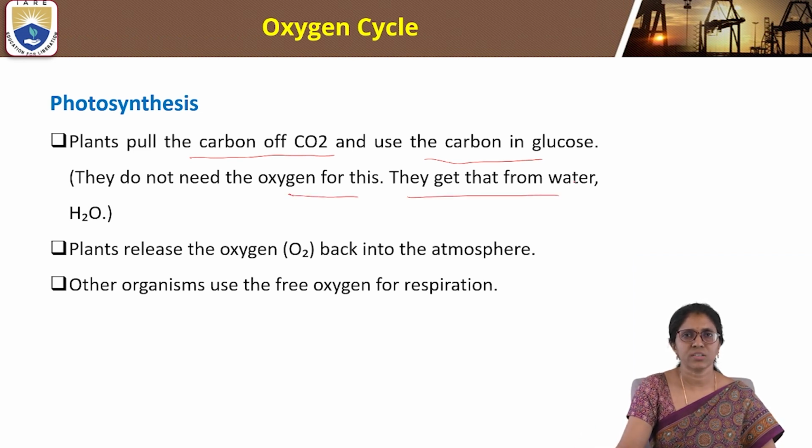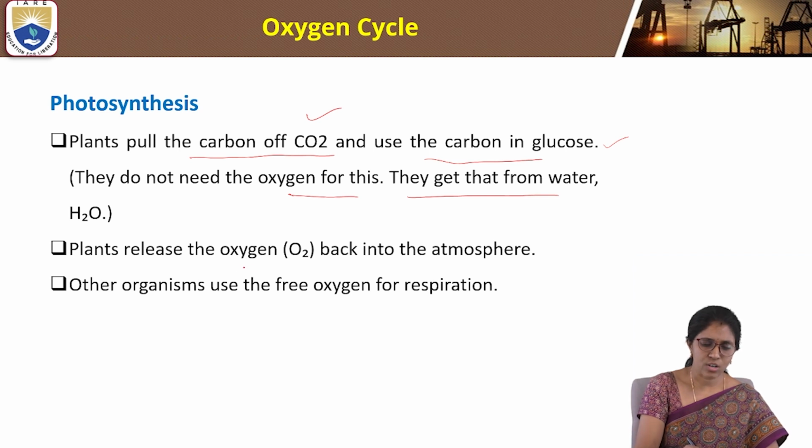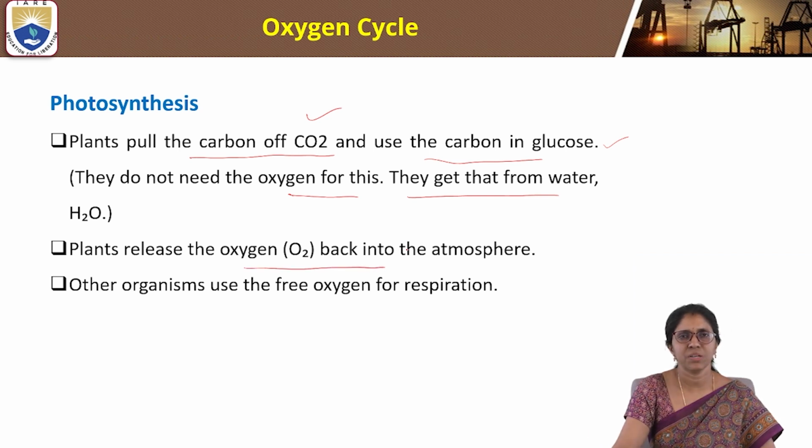They get that from the water. So here, in plant photosynthesis, plants are consuming carbon dioxide and this is giving glucose, a carbohydrate. So there is no need of oxygen; it only needs carbon dioxide as well as water. Plants release oxygen back into the atmosphere.